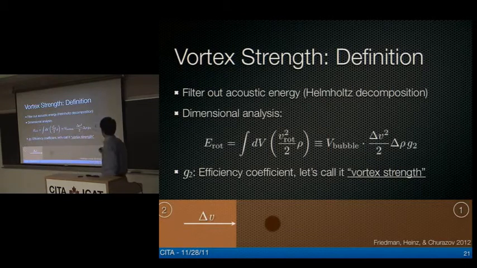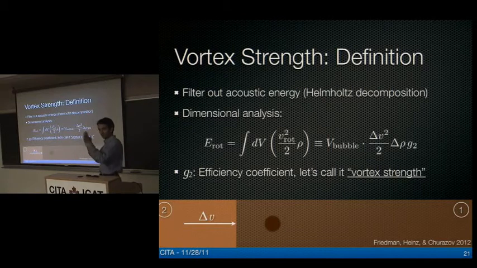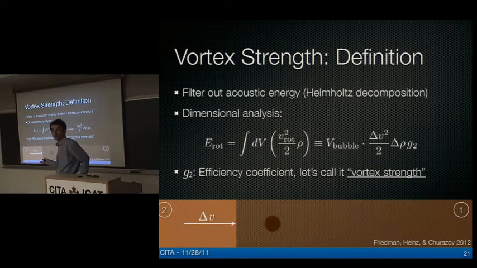Divided by 2, of course, and then multiplied by the difference in density inside and outside of the bubble. Right? If the density inside and outside of the bubble is identical, you shouldn't get any vortex, because it looks the same. There is no density gradient to generate vorticity. And then there is some correction factor. This is just the dimensional estimate, and there's some correction factor that we want to calibrate numerically. So this is essentially the efficiency coefficient that tells you how much energy actually goes into this vortex.